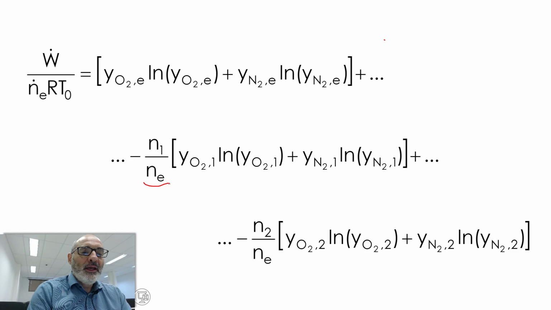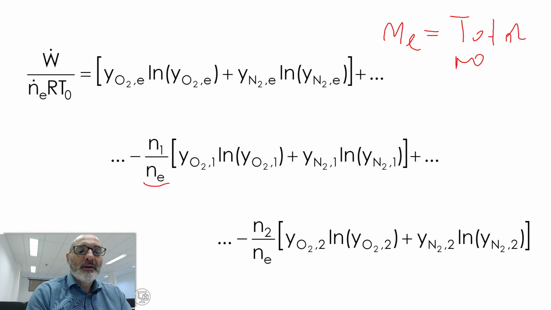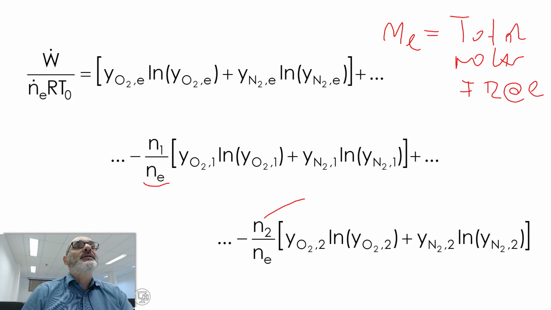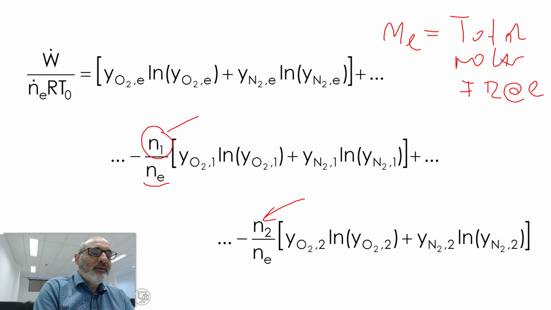Okay, and now just nomenclature here. NE is the total molar flow rate at the entrance, N2 is the total molar flow rate at exit 2, and N1 is the total molar flow rate at exit number 1. Just the nomenclature here.